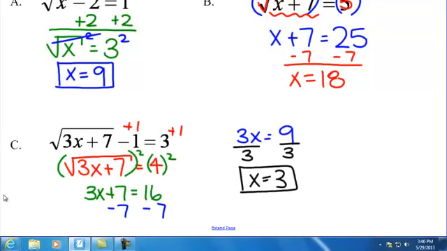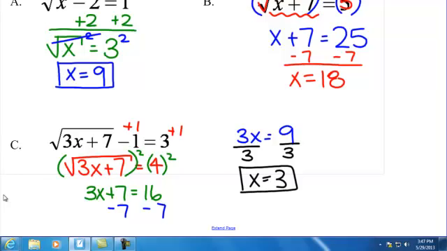So after all that work, you should have gotten that x equals 3. And again, you can plug this back in. 3 times 3 will give us 9 here. If you add 7 to it, we get 16. Take the square root of that, we get 4. Subtract 1, we end up with 3. So our answer works.